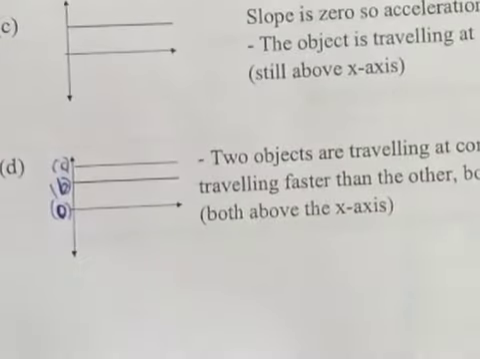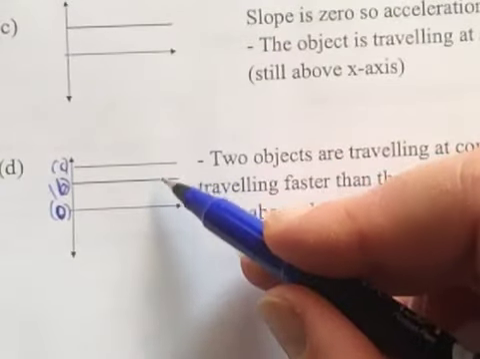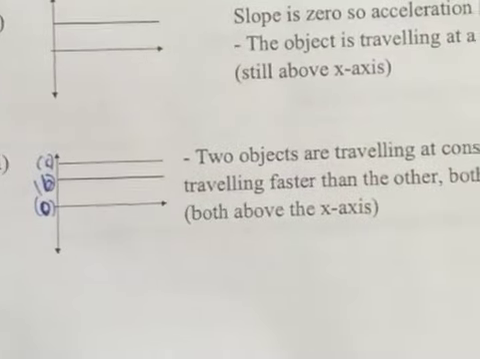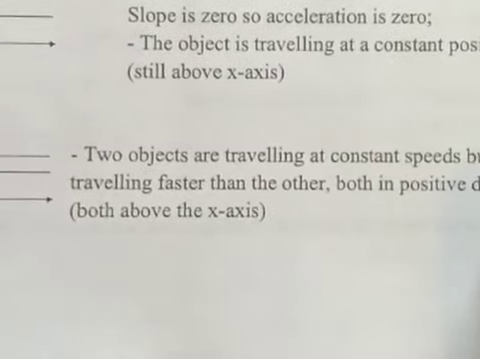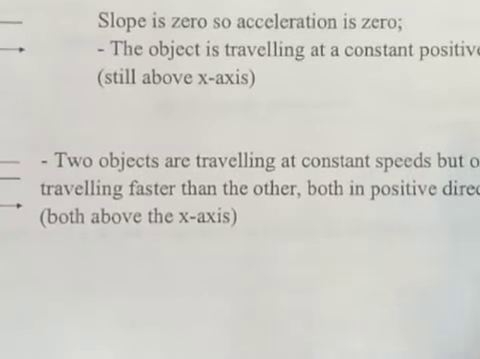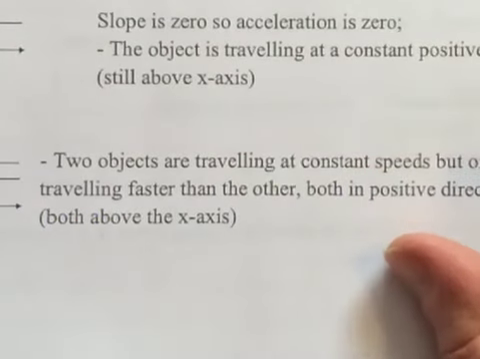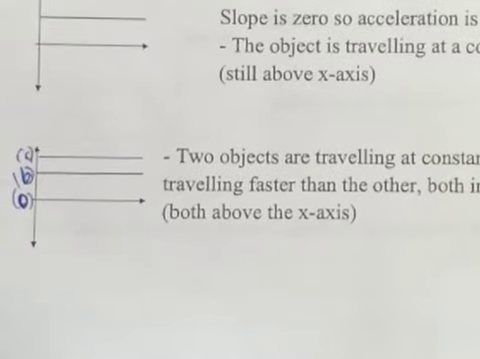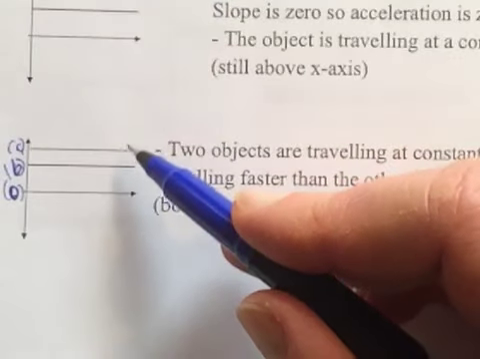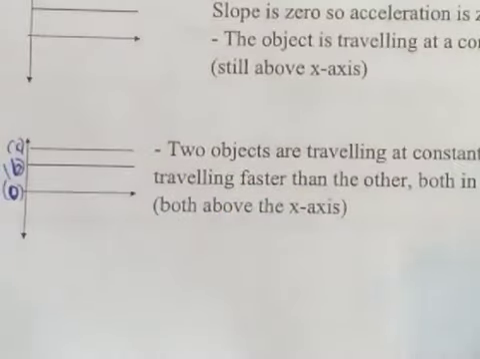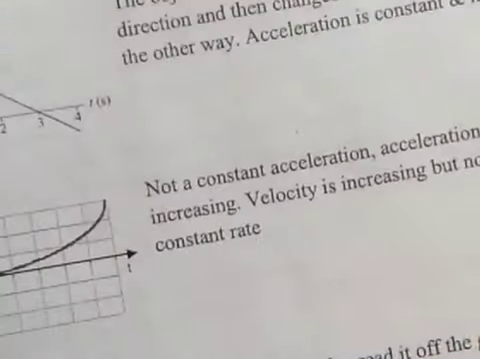Okay, and so what can we say? They're both traveling at constant speed, but one is traveling faster than the other because one has a higher speed, further above the x-axis than the other. But they're both traveling in a positive direction because they're both above the x-axis. Okay, so positive constant speed, A traveling faster than B. Next one.